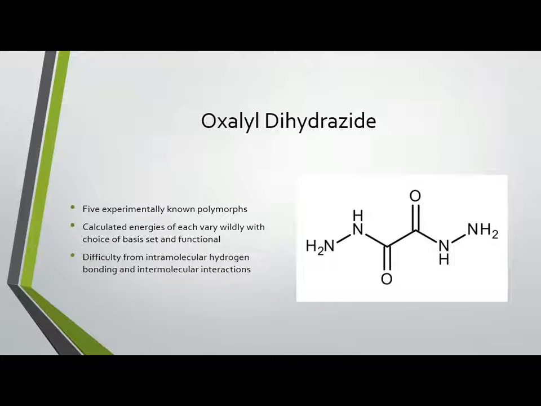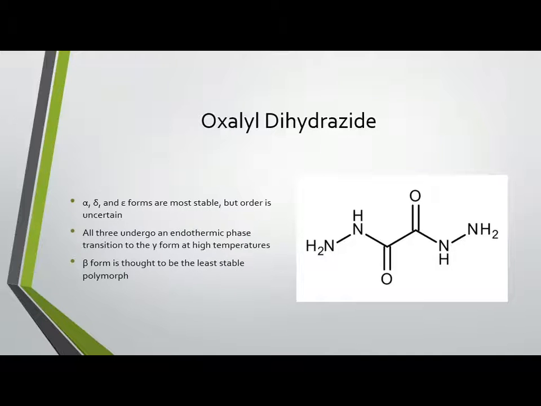So, it has 5 experimentally known polymorphs, and 3 of those are very close in energy to each other. And so the calculated energies of each vary wildly with your choice of basis set and functional. Its difficulty arises from the intermolecular hydrogen bonding and intermolecular interactions. So it has a lot of stacking effects. It's similar to aspirin in that regard, and they have a hard time dealing with that. Its alpha, gamma, and epsilon forms are the most stable, but the order is uncertain about which of those is the most stable.